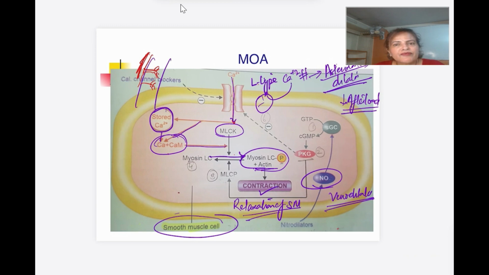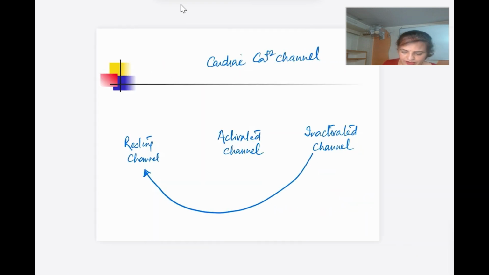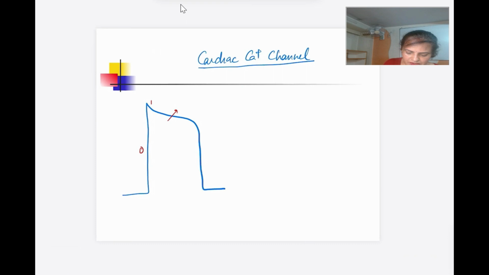Now its mechanism of action in the cardiac muscle or cardiac cell, how it is going to act over there. So in the heart, and especially in the atrial and ventricular muscle fibers, influx of calcium happens. These are the phases of the action potential of the atrial and ventricular fiber. This is phase 0, this is phase 1, this is phase 2, this is 3, and this is 4. So this calcium entered during this phase.